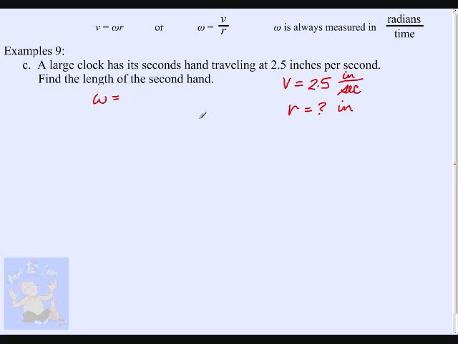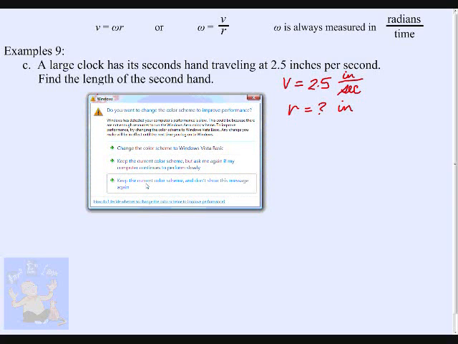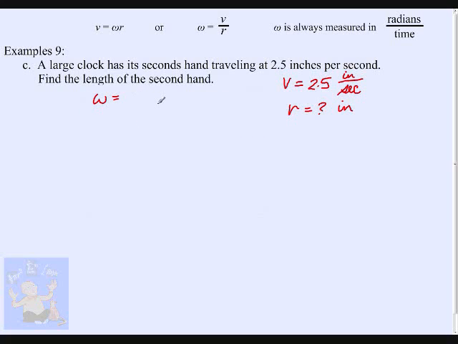What do we know? We get 1 revolution per minute, true? So we have 1 revolution per minute. That's good that we know that, because now we can perhaps use this formula. We can actually divide both sides by omega, right? We could say r is going to equal the linear velocity divided by the angular velocity.